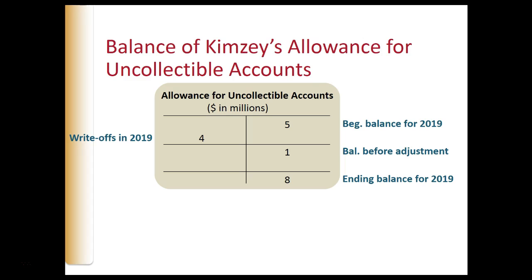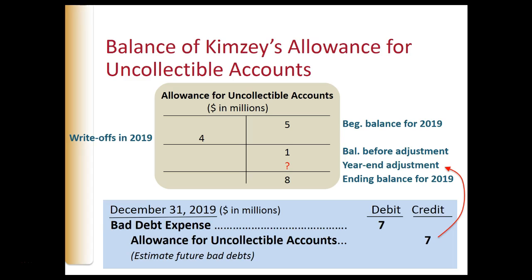But based on all available information at the end of 2019, Kimsey estimates that the allowance for uncollectible accounts should be $8 million. This means the allowance account needs to increase from its current balance of $1 million credit to the estimated ending balance of $8 million credit. Kimsey can accomplish this by adjusting the account for $7 million. This journal entry would include a debit to bad debt expense and a credit to allowance for doubtful accounts for $7 million.